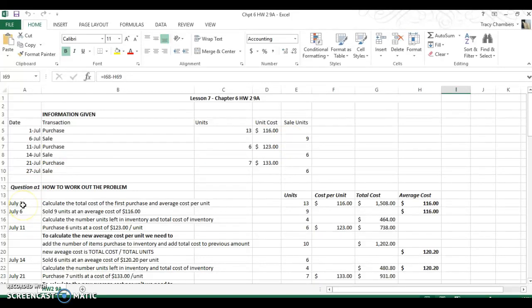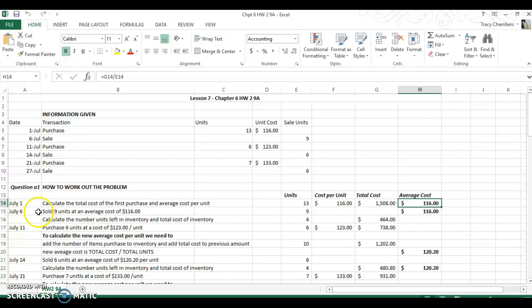So on July 1st, we calculate the total cost of the first purchase and the average cost per unit. So we purchased 13 units at a cost of $116. So 13 units, $116 gives us a total cost of $1,508 with an average cost of $116.